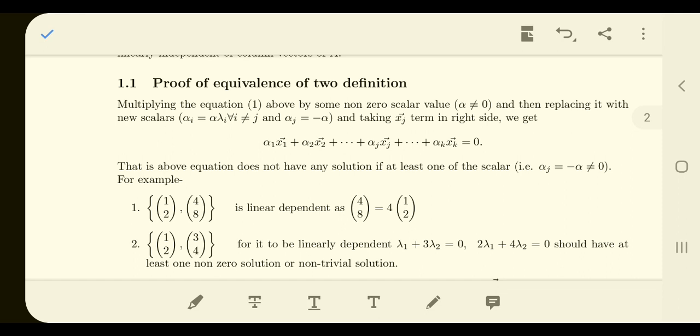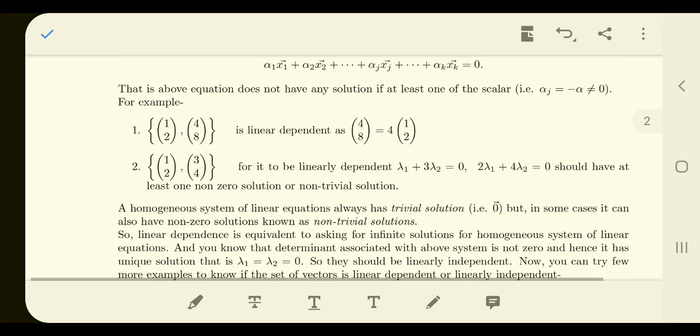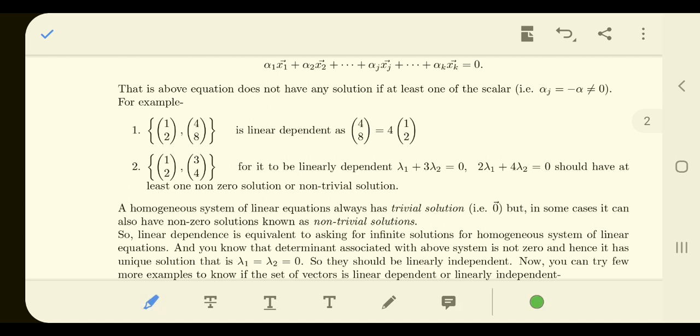Okay. So you have certain examples whether you can find if the set of vectors is linearly dependent or not. So let us see this first example. Now, in this example, 4, 8 can be written as 4 times the first vector, which means that you can write it as the linear combination of other vectors. So, right?